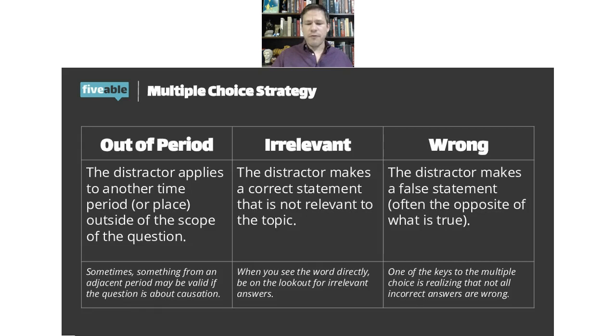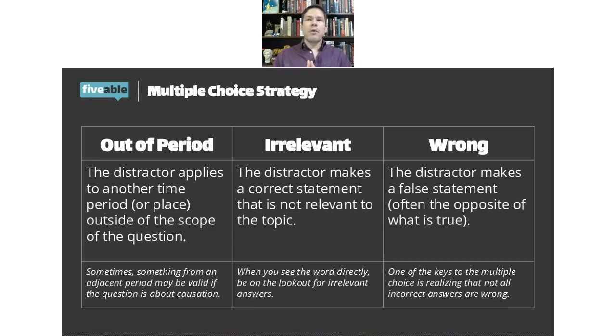Now, the next thing is irrelevant. The distractor makes a correct statement that is not relevant to the topic. There is a Euro exam that has been released to teachers, which I like to use when talking to live audiences, and it has one on the age of exploration with some really great examples of irrelevancy. If it's about trade in the Renaissance era in the age of exploration, and one of the distractors was the development of new banking techniques, yes, new banking techniques were being developed, but it's not relevant to trade. So this is a correct statement, in the time period, but not relevant.